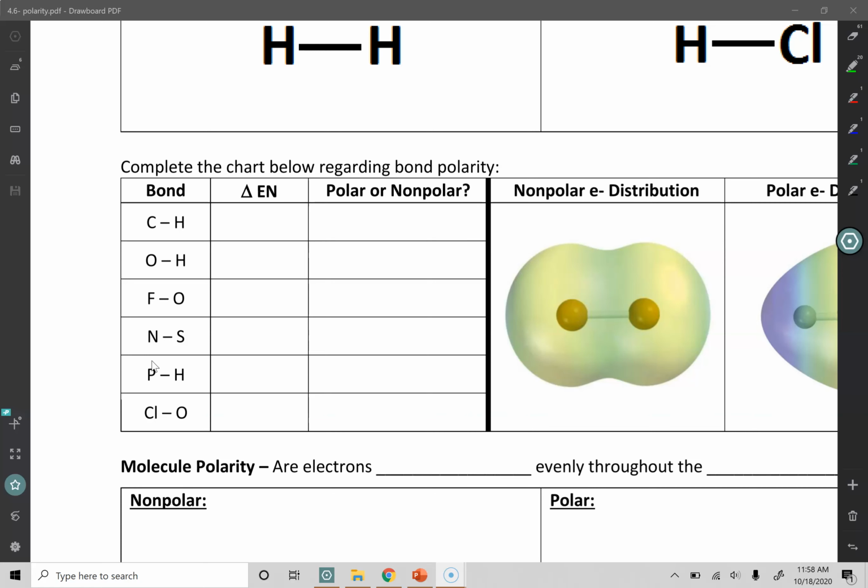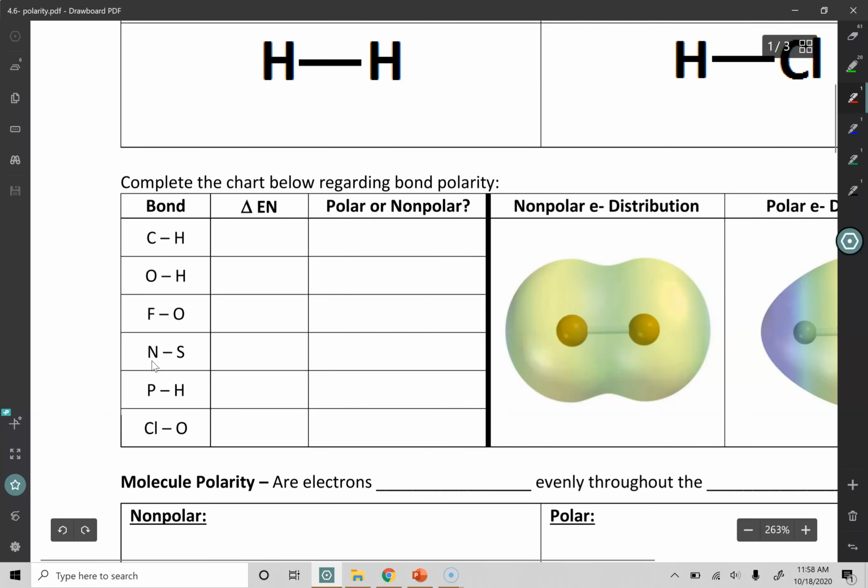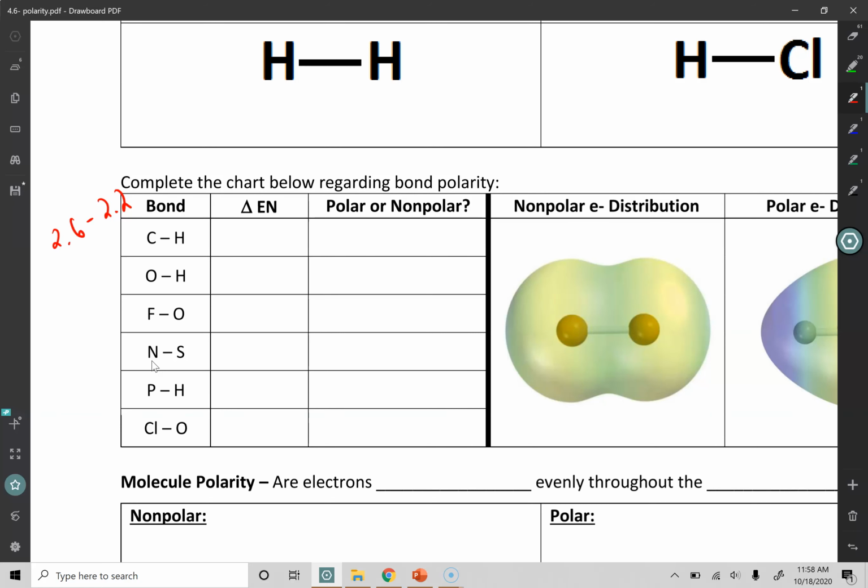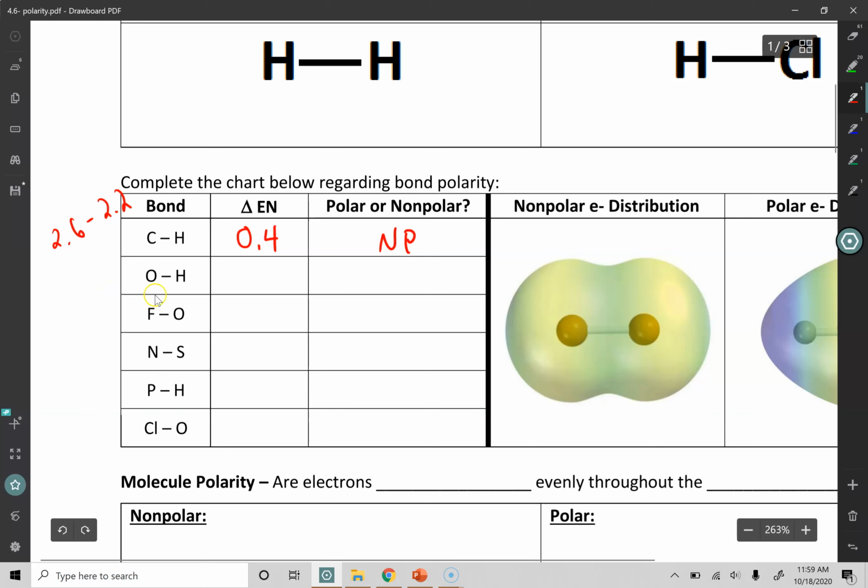So with carbon-hydrogen bond, I've got 2.6 for carbon minus 2.2 for hydrogen. This is about as complicated as the math is going to get this unit. Hopefully no calculators required. I end up with a difference of electronegativity of 0.4. 0.4 and lower are nonpolar. Go ahead, pause the video and see if you can tackle the next 5 different bonds. And we'll check in a moment.